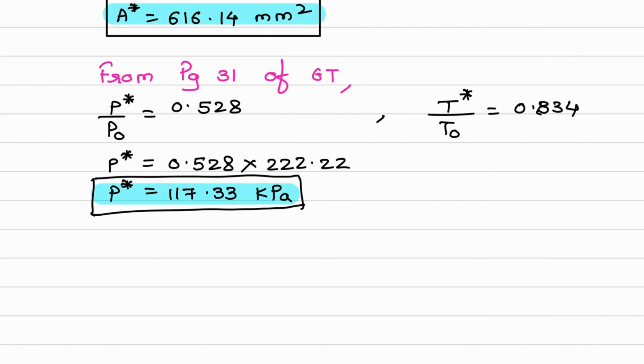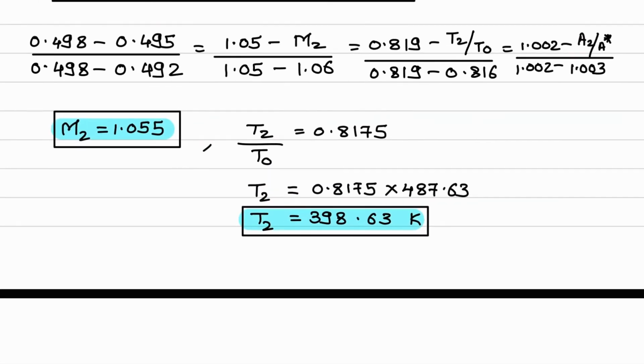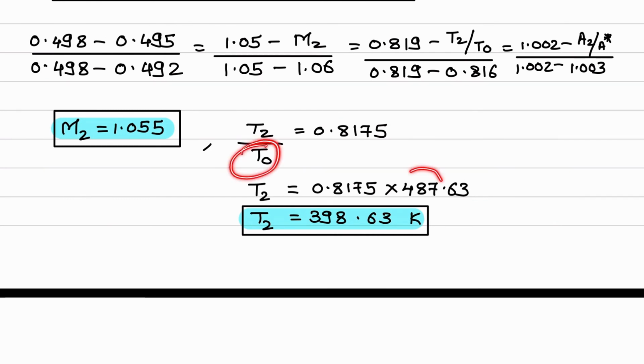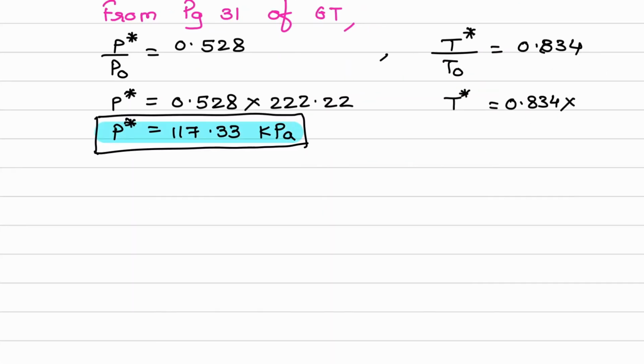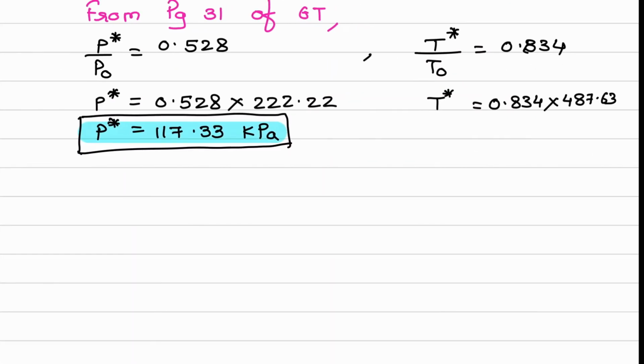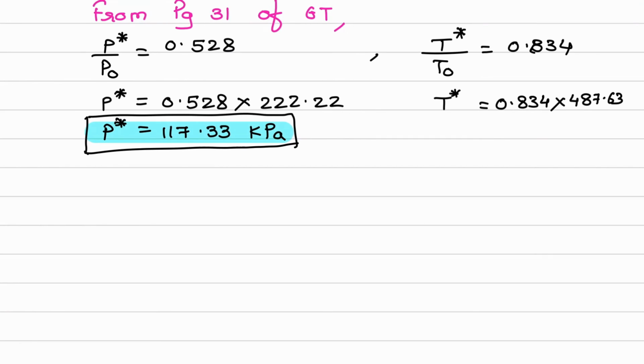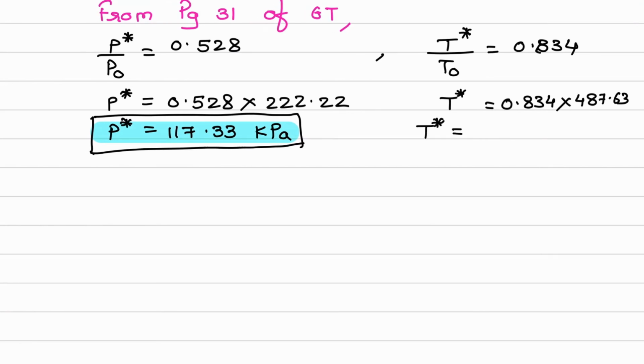Next we will calculate T star. So T star is equal to 0.834 into T0. What is T0? T0 value is 487.63. So from here I can find the value of T star. So T star is the critical temperature at throat, and it is 406.68 Kelvin.